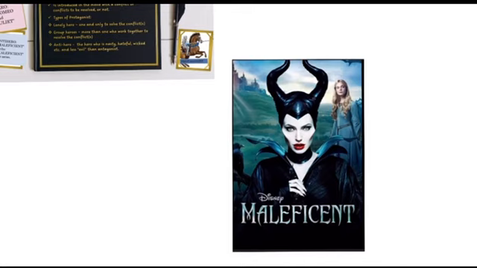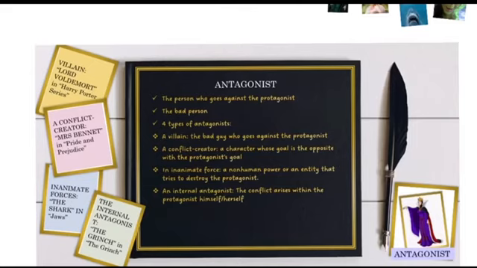During the exposition plot, the character of Maleficent is introduced as a young fairy who falls in love with a human boy named Stefan. But when her love is betrayed, she turns into a vengeful and heartless fairy. So Maleficent is the protagonist, but she's not the good protagonist. So her character is known as the anti-hero.